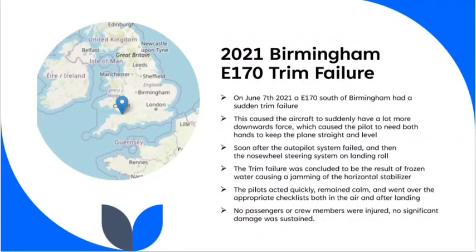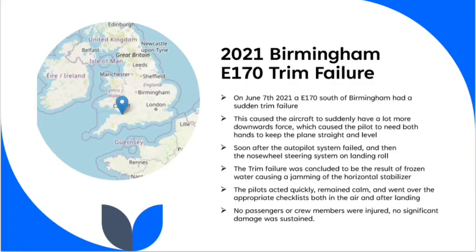Now we get to a case study I looked over, the 2021 Birmingham E-170 trim failure. On June 7th, 2021, there was an E-170 south of Birmingham that had a sudden trim failure. This caused the aircraft to suddenly have a lot of downwards pressure, which would have caused the plane to nosedive. However, the pilot was very aware and cognizant, and was able to catch it, putting both hands on the controls and catching the plane before it nosedived.